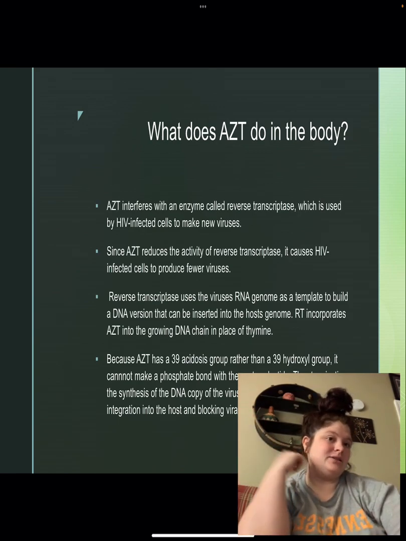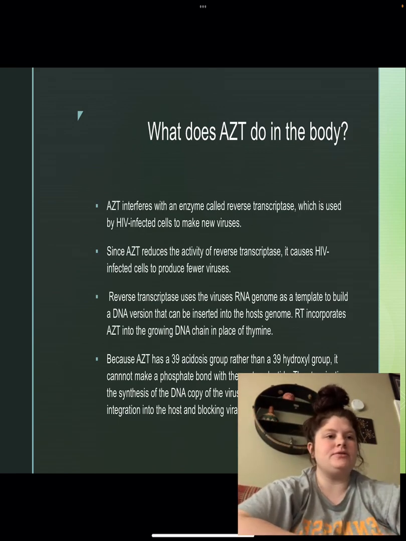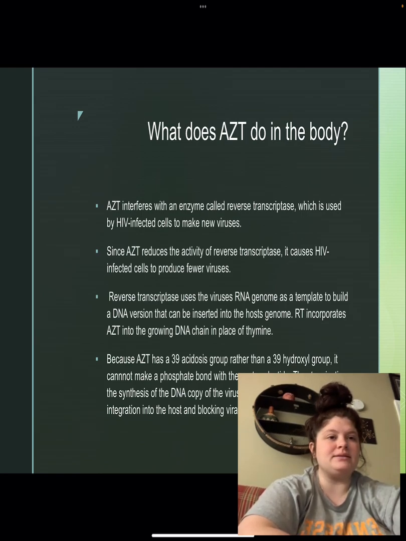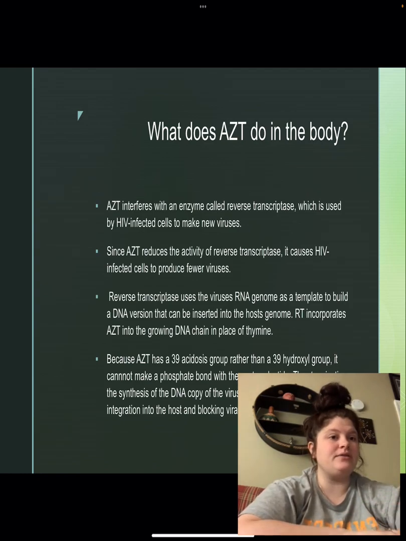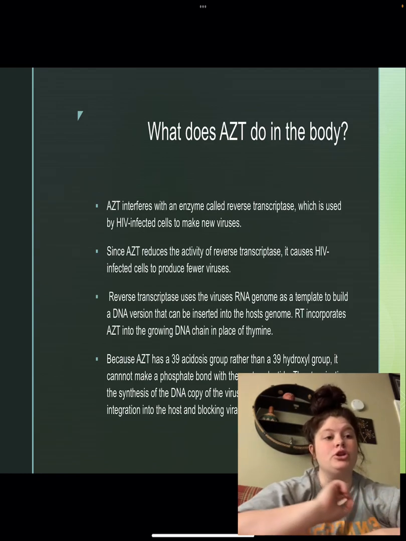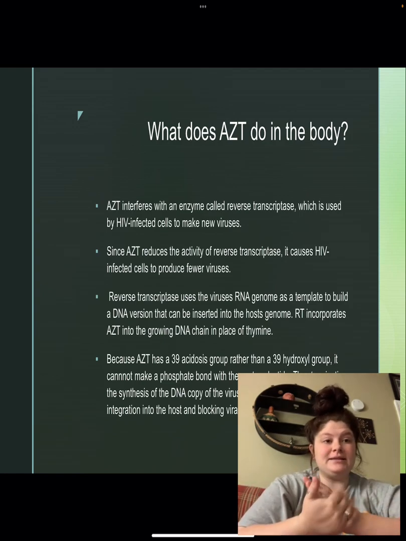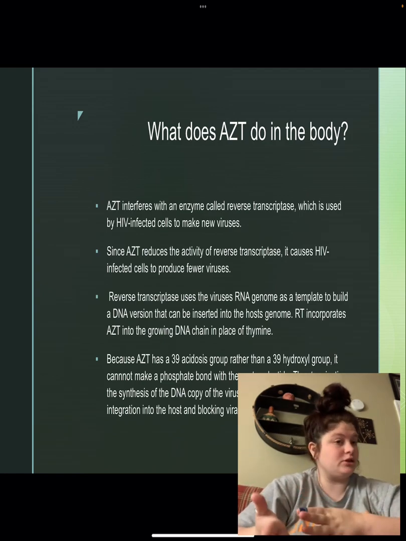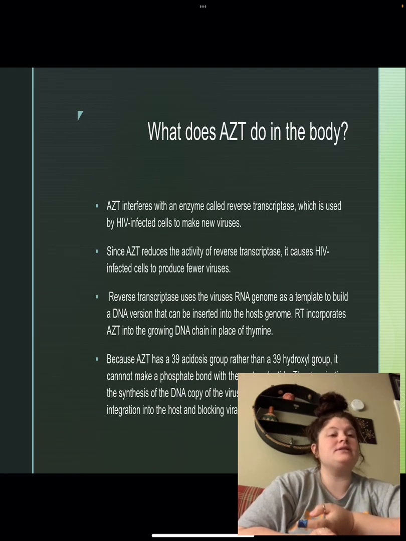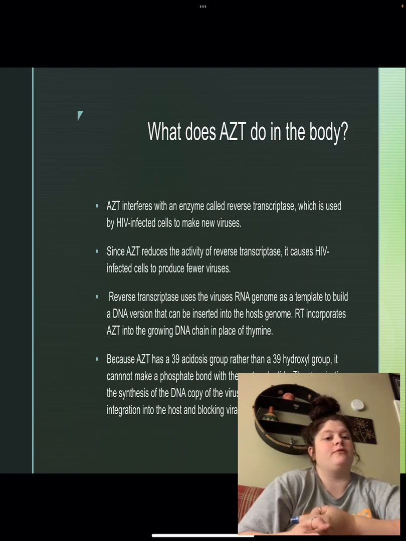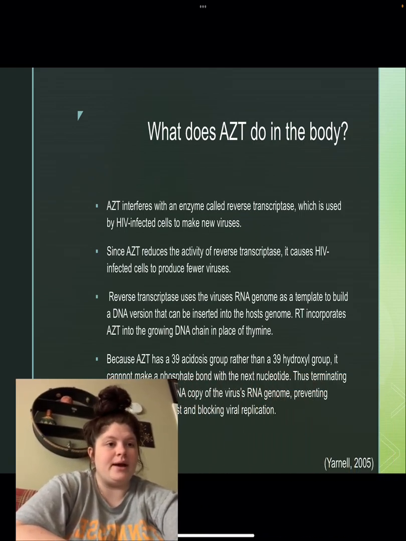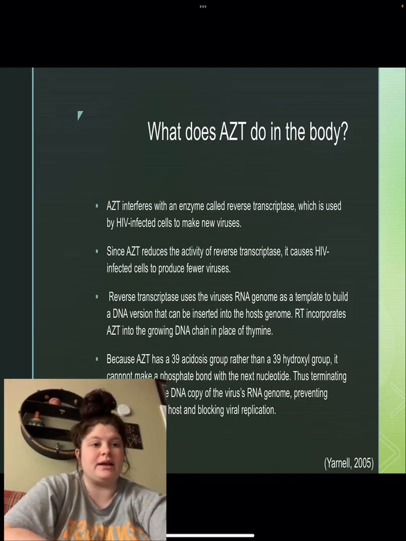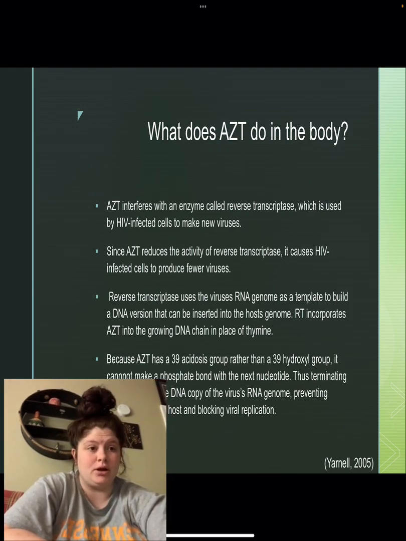What does AZT do in the body? AZT interferes with an enzyme called reverse transcriptase, which is used by HIV infected cells to make new viruses. Since AZT reduces the activity of reverse transcriptase, it causes HIV infected cells to produce fewer viruses. Reverse transcriptase uses the virus DNA or RNA genome as a template to build a DNA version that can be inserted into the host genome.